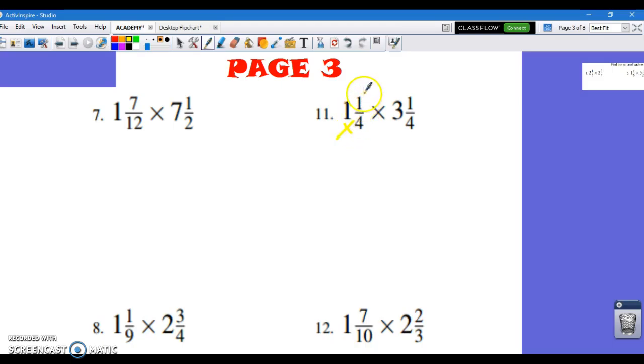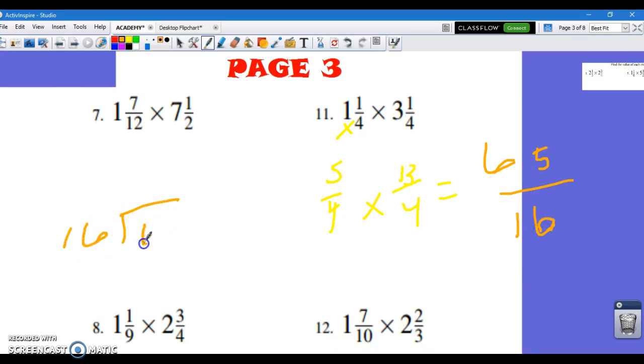1 times 4 is 4, plus 1 is 5. Plus is on here, and we'll use it. 3 times 4 is 12, plus 1 is 13. There we go. Again, I can already tell and look at it, nothing's going to reduce, so I'm just going to multiply straight across. 5 times 13 is 65. 4 times 4 is 16.